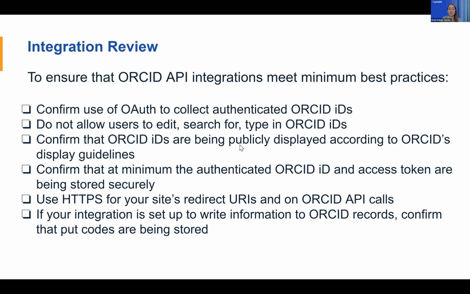Once you have ORCID IDs, if they're publicly displayed, make sure you're using ORCID's display guidelines. Make sure you're storing the ORCID IDs and access tokens at minimum securely. Use HTTPS for your redirect URIs and API calls. And if your organization is going to be writing data to ORCID, we need to make sure that you're going to store those put codes so that you can make changes to those entries later if needed.